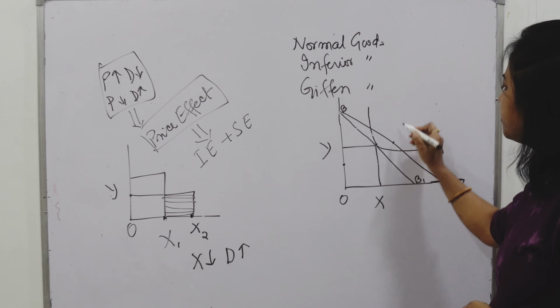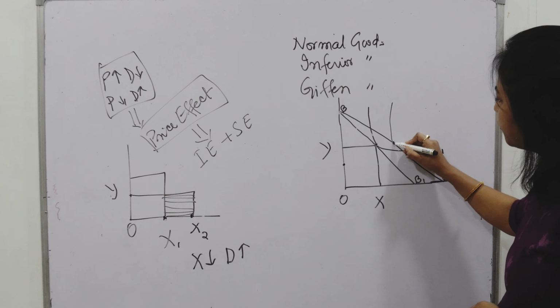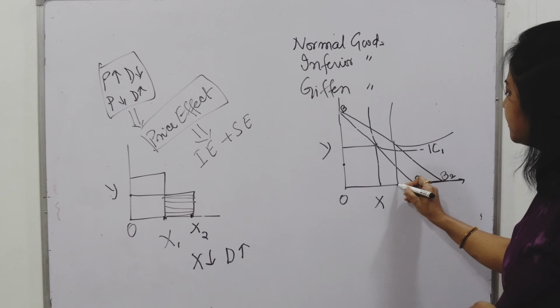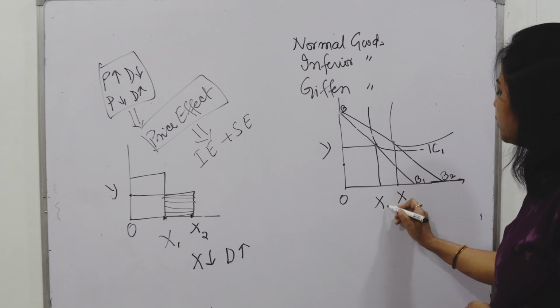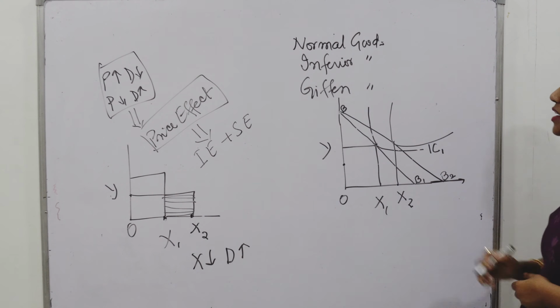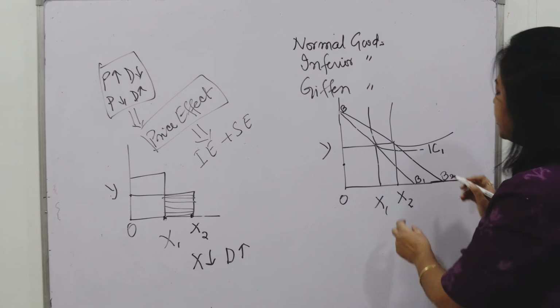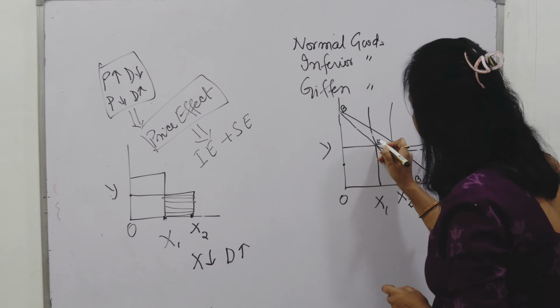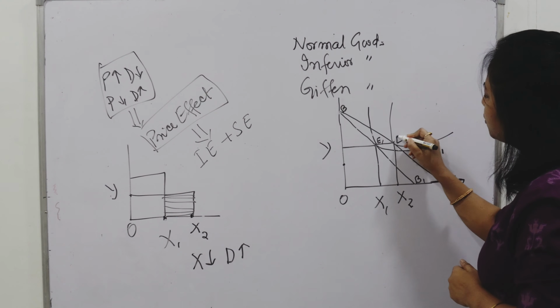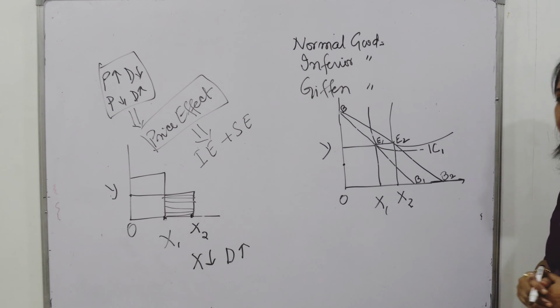Suppose I am here, so I move to a new indifference curve, this one, and my new quantity demanded is this. This was OX1, now I am at OX2. So I have moved to a new point OX2. Earlier I was in equilibrium at point E1. Now I am in equilibrium at point E2.